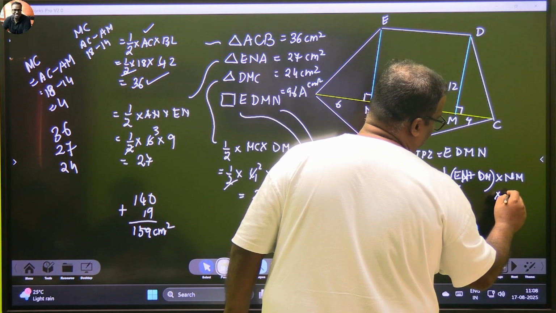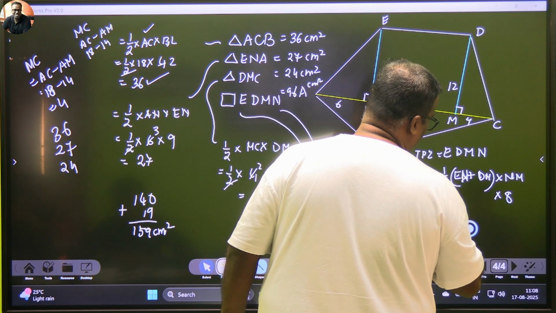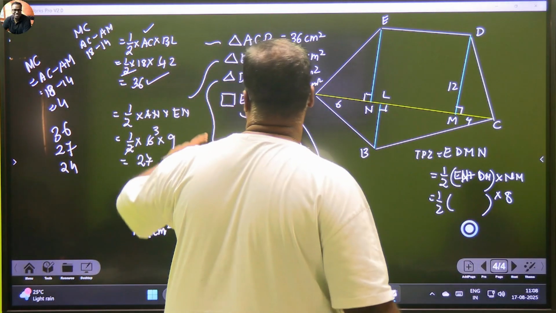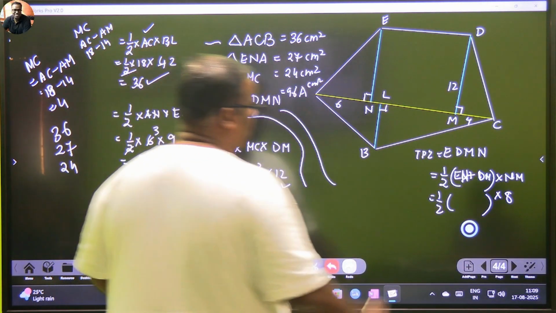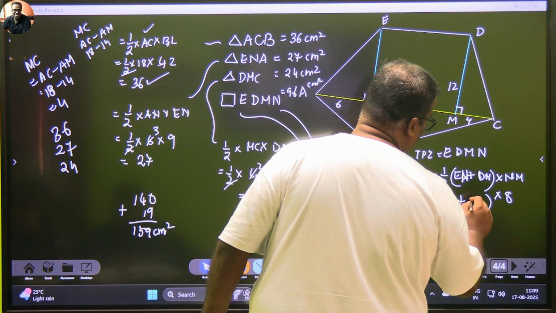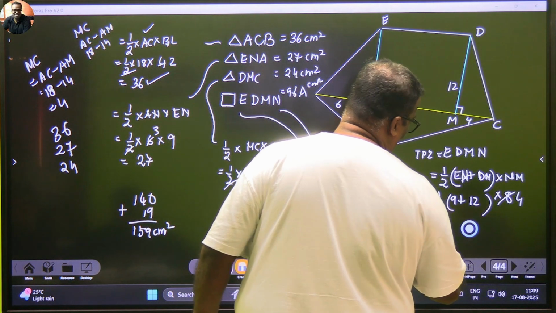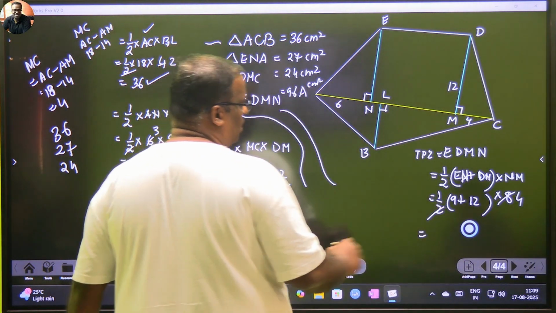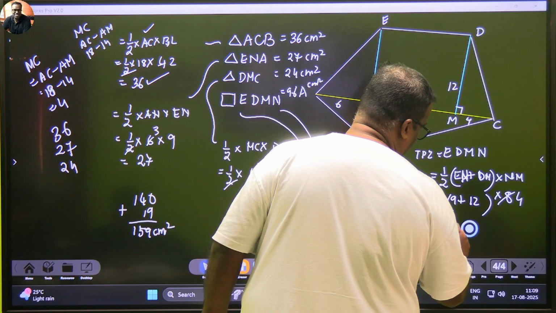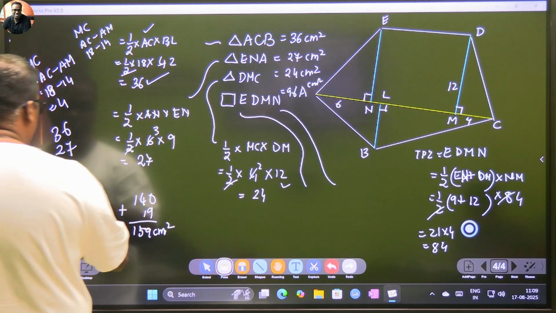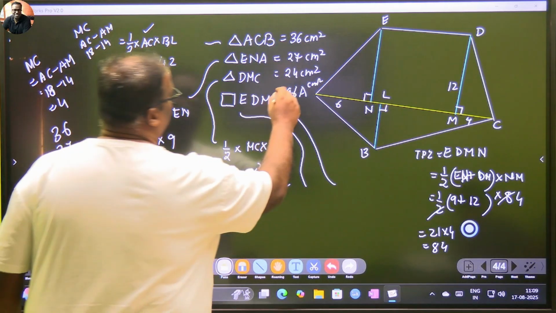NM's value we have found out: 10 gone from 18 is 8. This is half. And EN's data is given to us. EN is 9. 9 plus 12, and DM is 12. So this goes away. 2 4s are 8. 9 plus 12 is 21. 21 multiplied by 4 is 84. So here we should get 84.